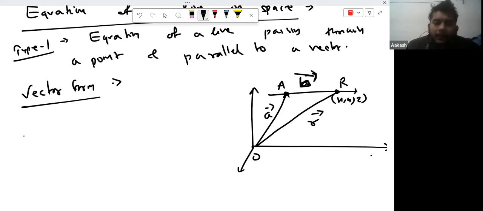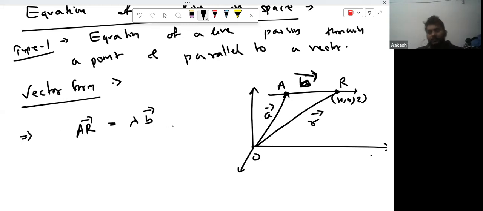This thing is clear? Yes, sir. Very simple. If this line is passing through R and A, I can say the AR vector is parallel or collinear to the B vector, and then we can write the AR vector equals lambda times the B vector. Yes or no?